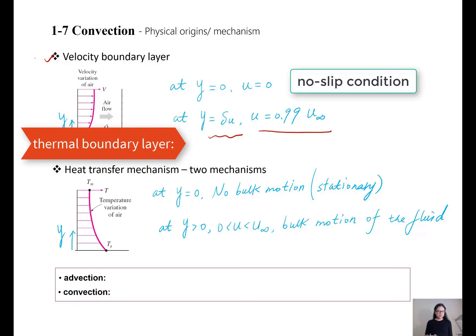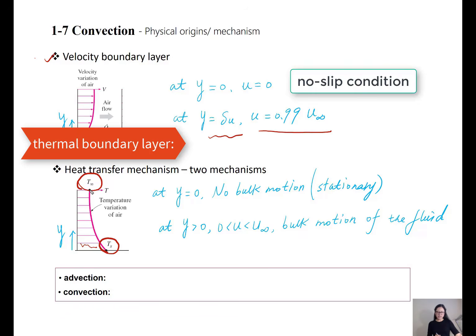Similarly, we can also envision the development of thermal boundary layer along a flat plate. So now we consider the flow of a fluid at a uniform temperature T infinity along a flat plate maintained at temperature Ts. Here we assume the fluid is colder than the wall. On the surface, the fluid has the same temperature as the wall, Ts. In regions sufficiently far away from the surface, the flow temperature remains unaffected by the surface.